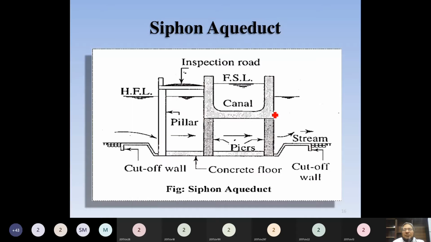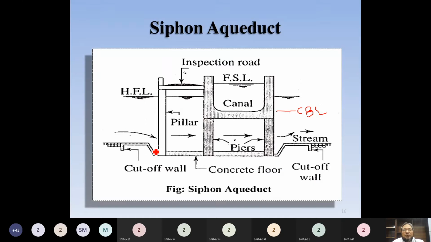So this one is the bed level of the canal, and this is the highest flood level. So which is higher? The bed level of the canal is slightly lower than the high flood level. So this is the canal bed level.